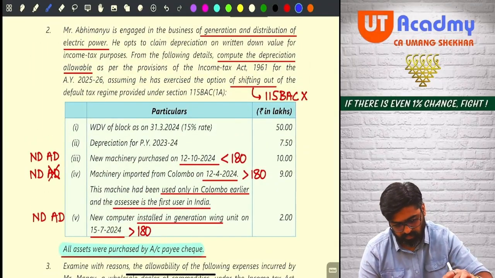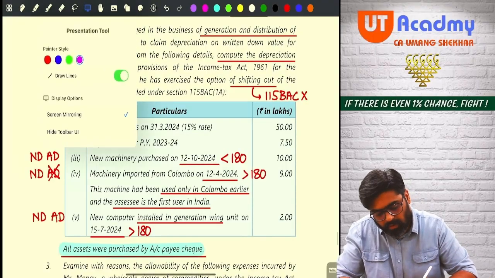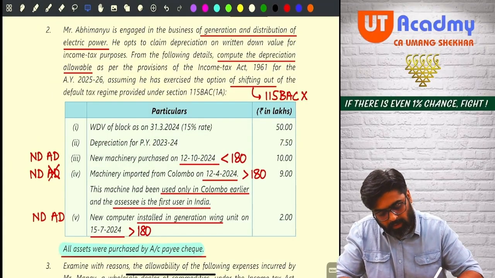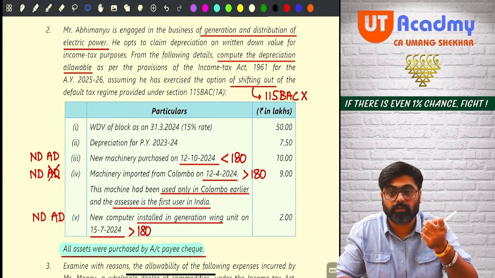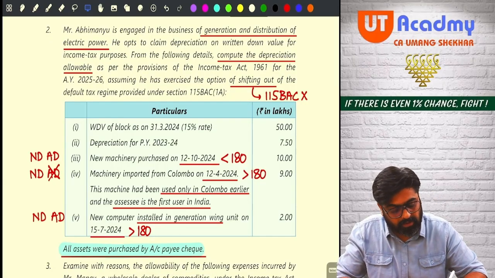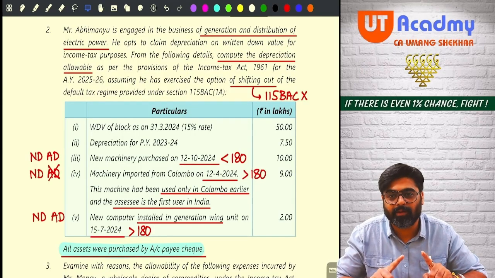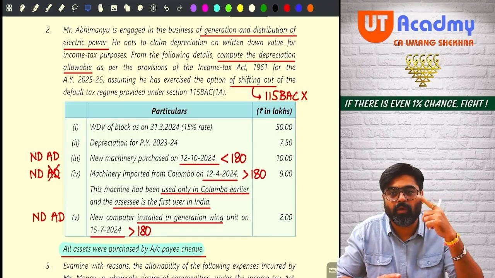Question 2. Mr. Abhimanyu is engaged in business of generation and distribution of electric power. The business is power business. He opts to claim depreciation on WDV for income tax purposes. Meaning that, do you remember? Assessee engaged in power business can also claim depreciation on WDV basis.